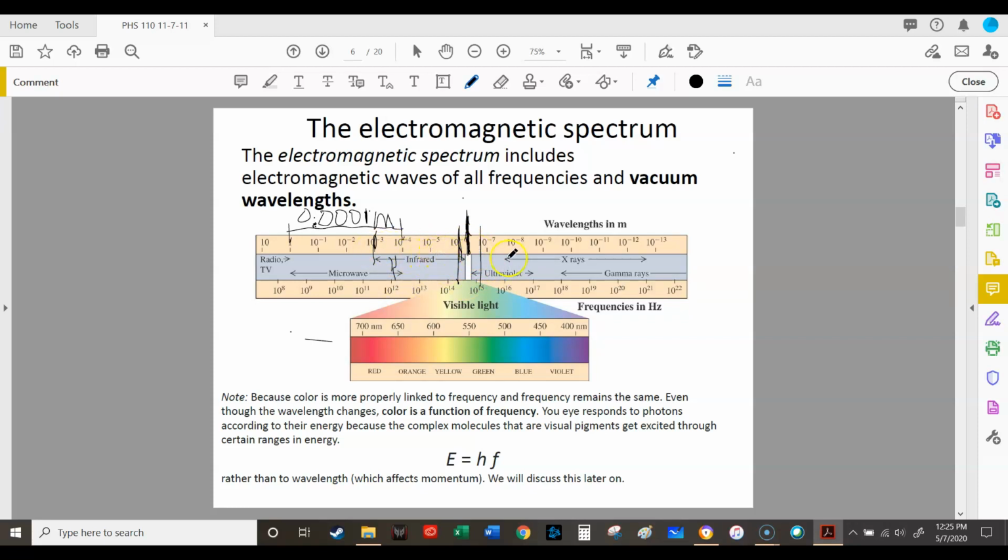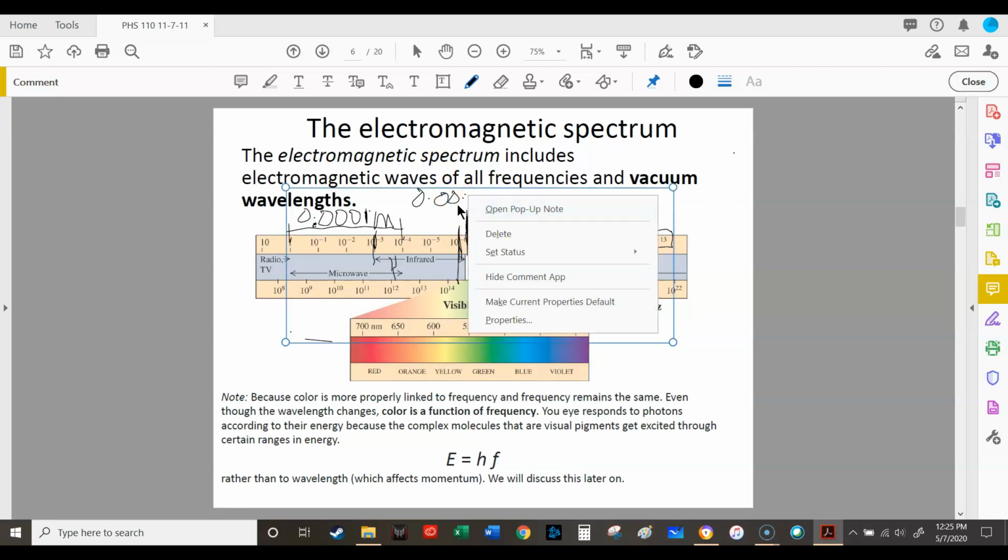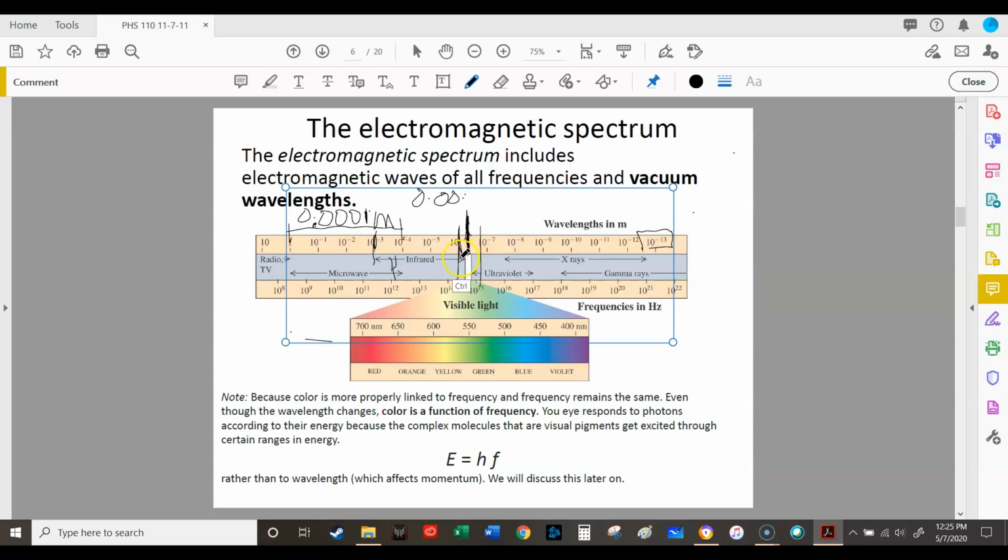And then we have X-rays, and then finally gamma rays, right? And they're in terms of 10 to the negative 13th meters, which is 0.1, I'd have to count 1, 2, 3. Okay, I'm having a hard time marking up this document. So 10 to the, so that was 0.